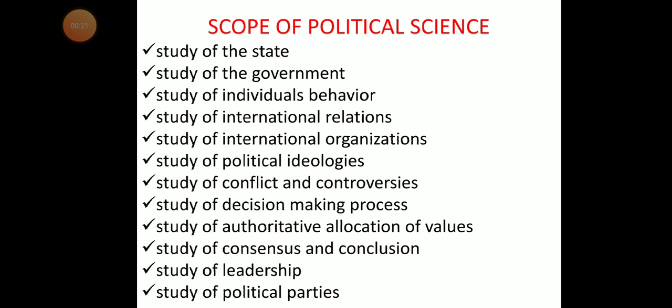In meaning we have studied two kinds of point of view: one is the traditional point of view and another one is the modern point of view. Here we know that in the traditional point of view the scope of political science was quite limited, quite narrow, and the modern viewpoint has made it quite vast, so it includes almost everything where any political event or political activity is involved, right? So if we talk about the scope of political science, it is quite comprehensive.